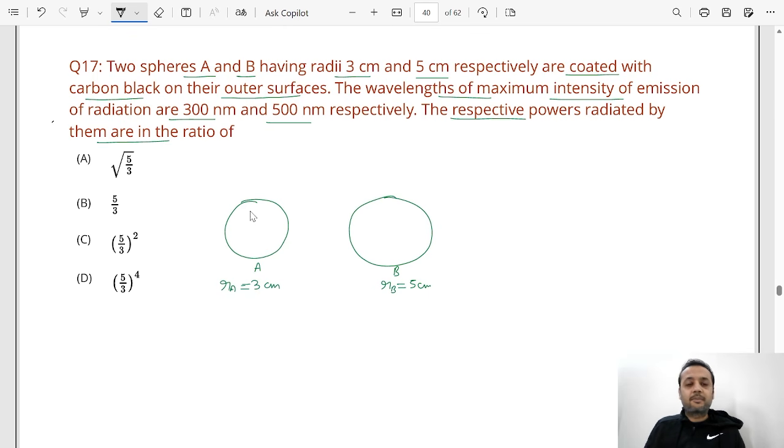That means it will behave like a black body, and they have given you one piece of information: the maximum intensity for sphere A corresponds to 300 nanometer and the maximum intensity for sphere B corresponds to 500 nanometer. So basically, using Wien's law, if you remember, we know that lambda m into T is constant. Okay, so that means we can say that the maximum intensity corresponds to 300 nanometer for sphere A.